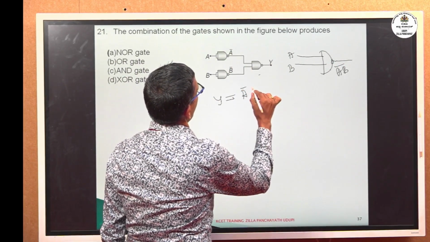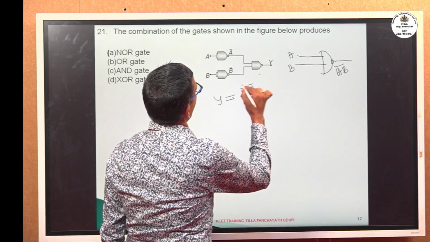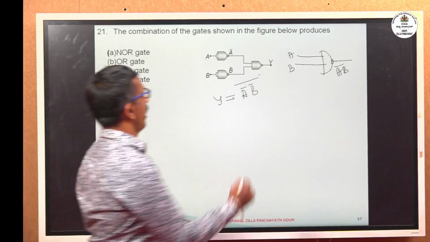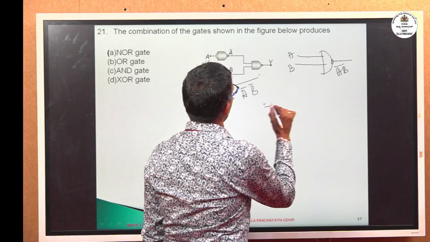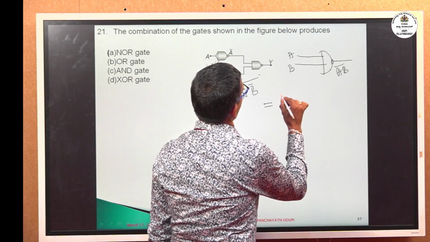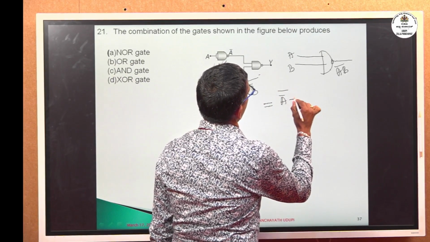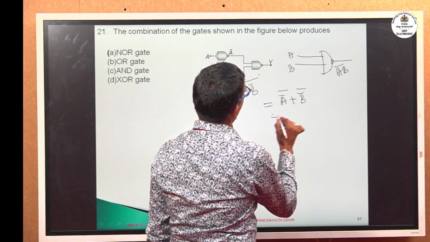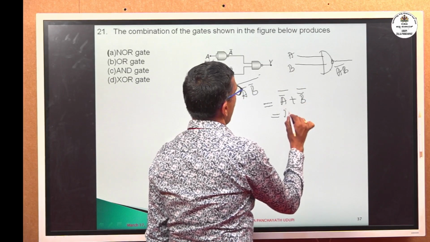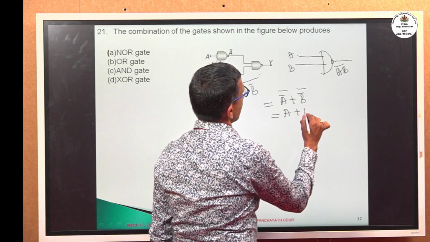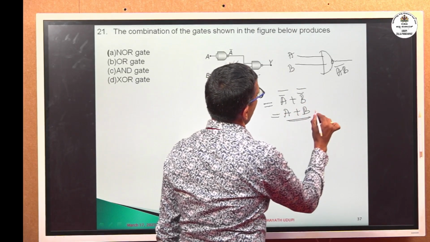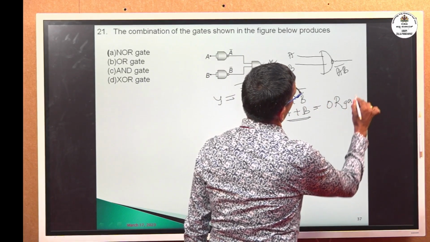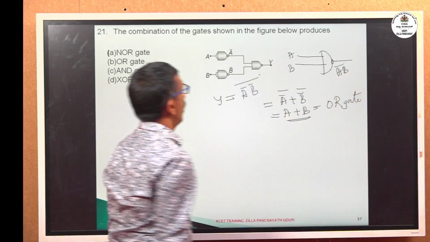A bar B bar, whole bar, which is nothing but, by using De Morgan's theorem, A bar bar plus B bar bar, complement of complement is A plus B. A plus B is nothing but OR gate.